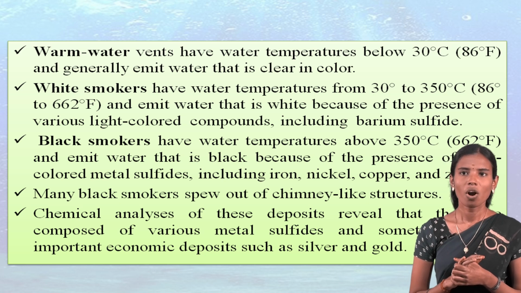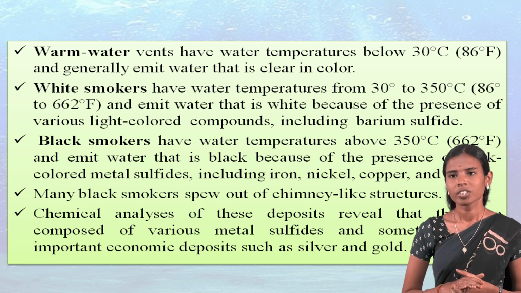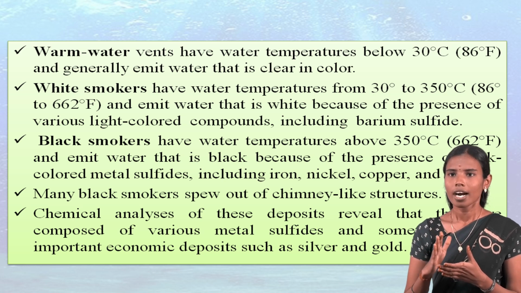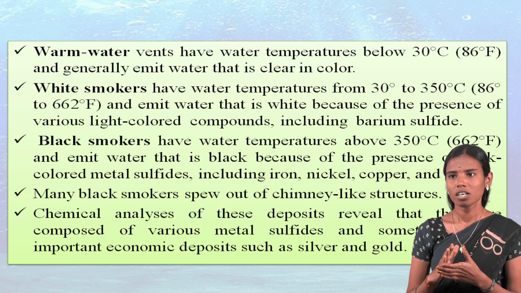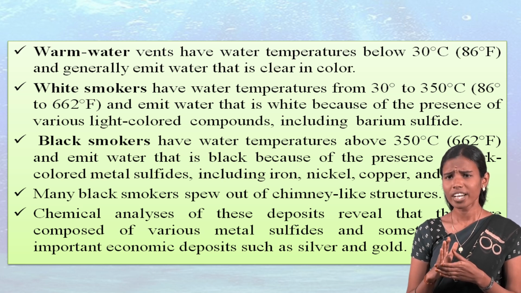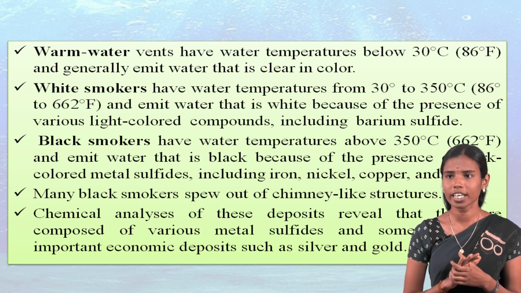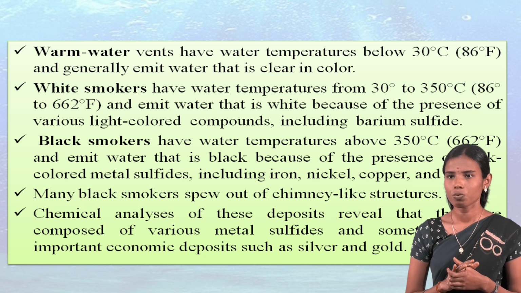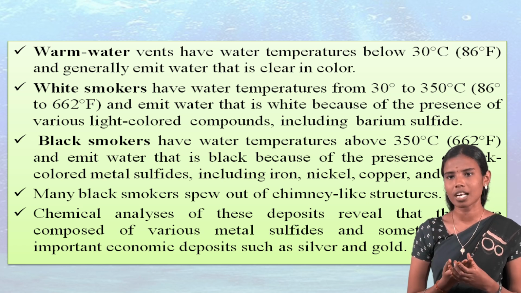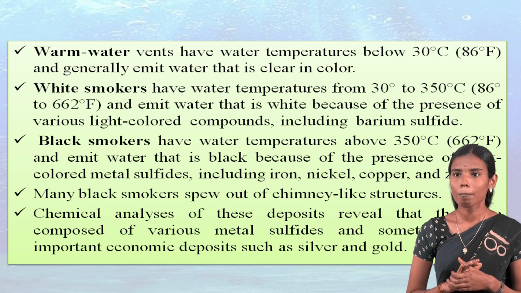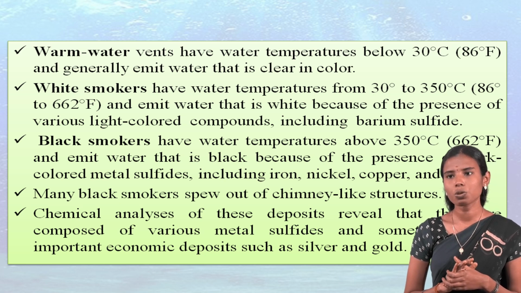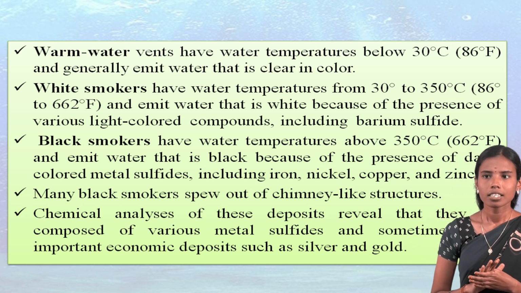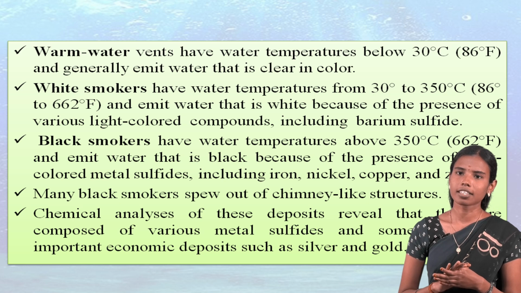And second one is the white smoker hydrothermal vent. It has a water temperature of 30 to 350 degrees Celsius and it emits water that is white because of the presence of various light colored compounds including barium sulfate, which is barite. Black smokers have water temperatures above 350 degrees Celsius and emit water that is black in color. The color is due to the presence of dark colored metal sulfides including iron, nickel, copper and zinc.